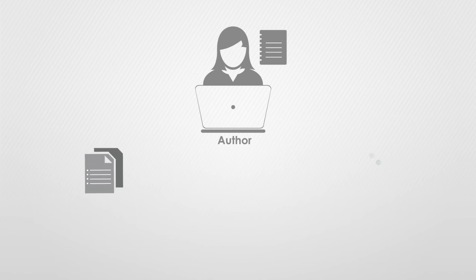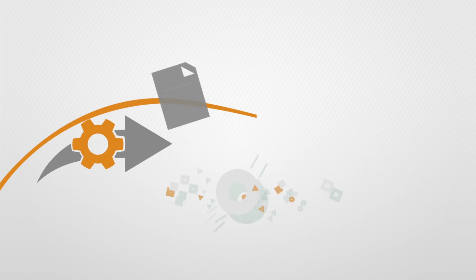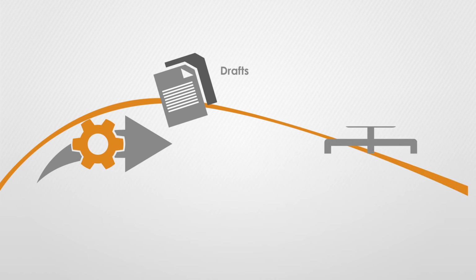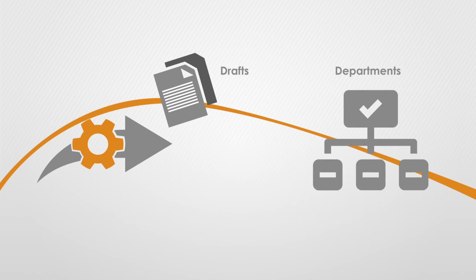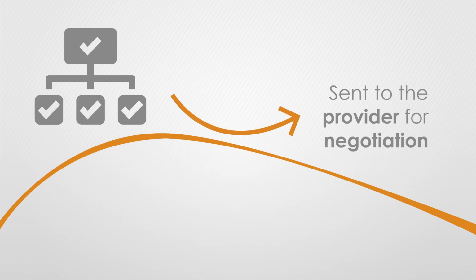Collaborate. Next, the author collaborates internally to amend the modified clause and language level approvals. Predefined workflows send the draft contract to the concerned departments for approval in parallel. Once the draft contract is approved at all levels, it is sent to the provider for negotiation.